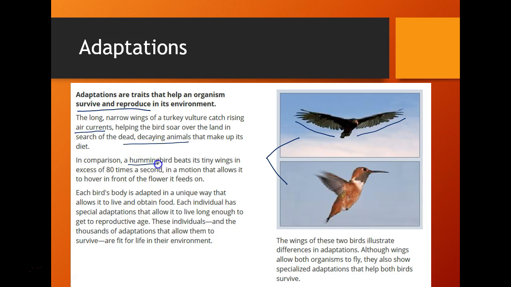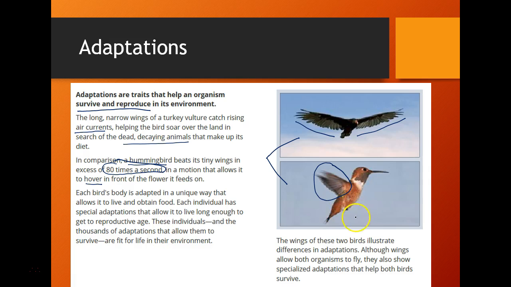The hummingbird also has an adaptation that allows them to find food as well. I'm pretty sure most of you guys have seen hummingbirds in person, and if you've ever seen one, you would see that their wings actually beat at a very, very fast rate. It says 80 times a second. So a motion that you actually can't even see. And what that allows it to do is hover right in front of a flower and feed while it stays there.